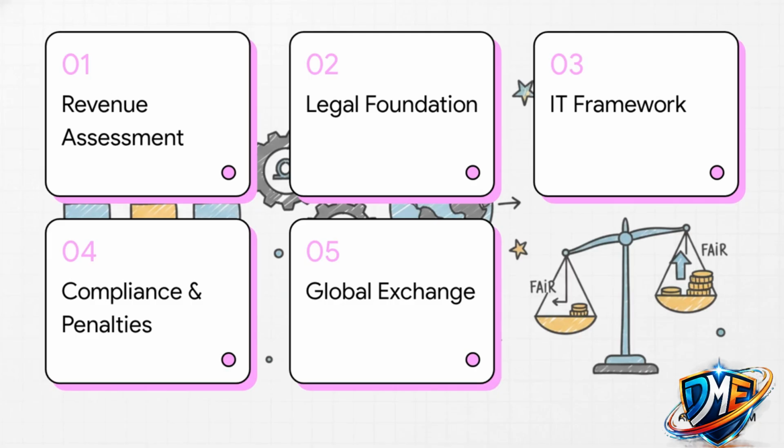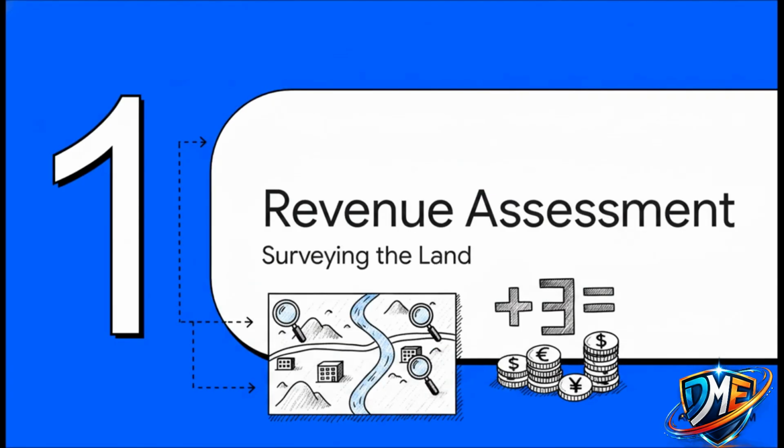We're looking at 1. Revenue assessment, 2. Legal foundation, 3. IT framework, 4. Compliance and penalties, and finally, 5. Global exchange. Let's jump right into part 1, revenue assessment, surveying the land.